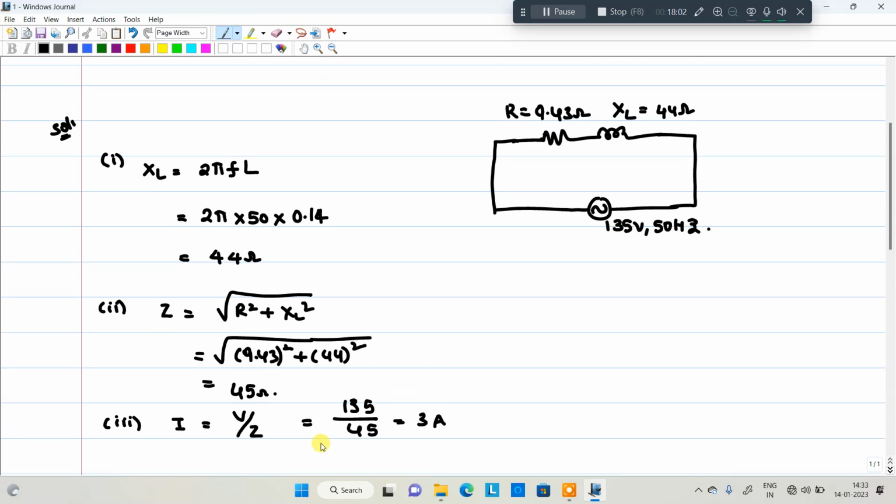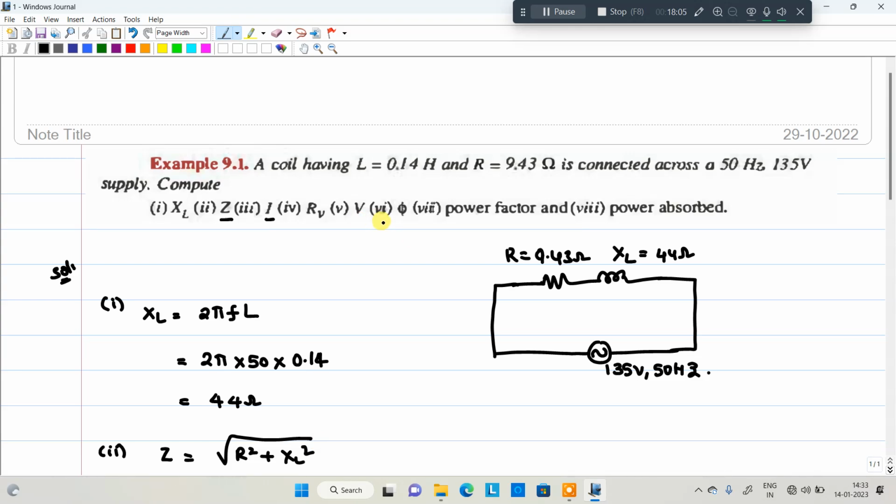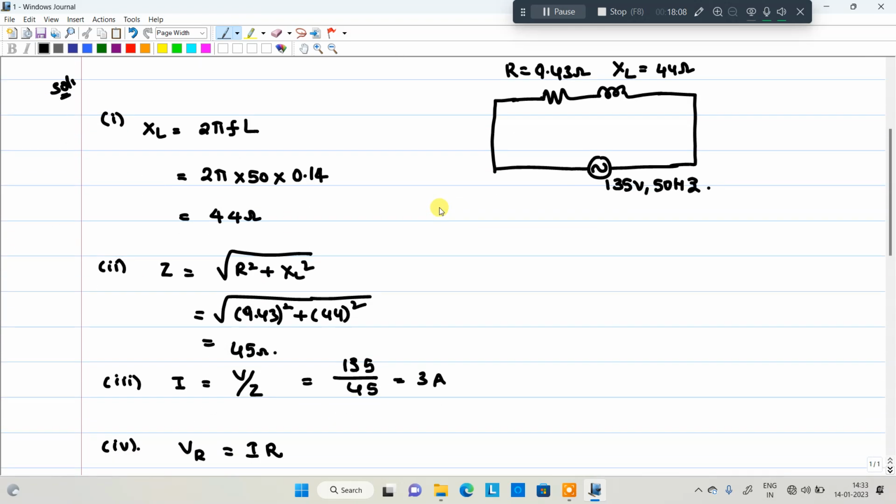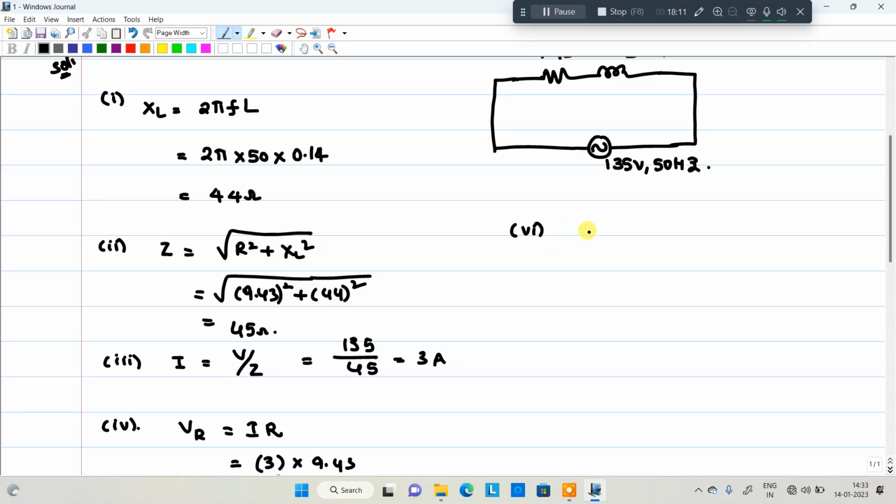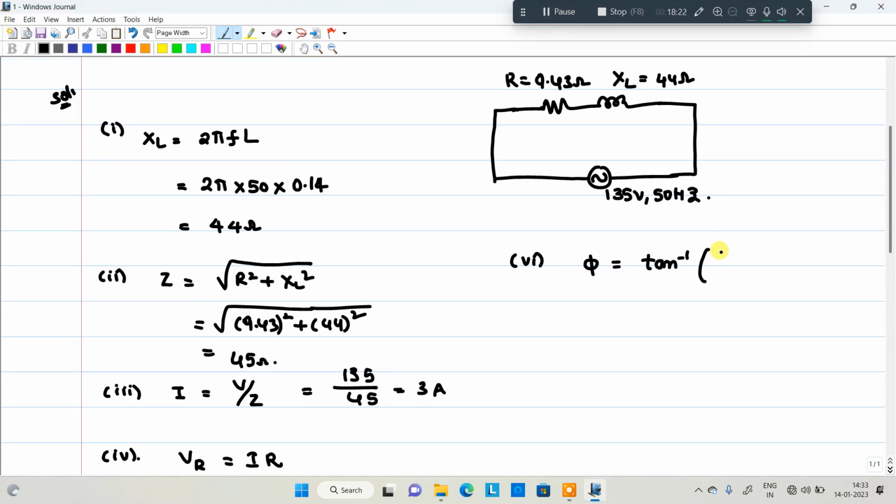Okay. Next, the sixth one is the power factor angle. That is phi is equal to tan inverse, just now I gave the formula, XL by R. That value, tan inverse of XL 44, resistance 9.43. You will get power factor angle phi as 77.6 degrees. It is lagging because it is an inductive load.